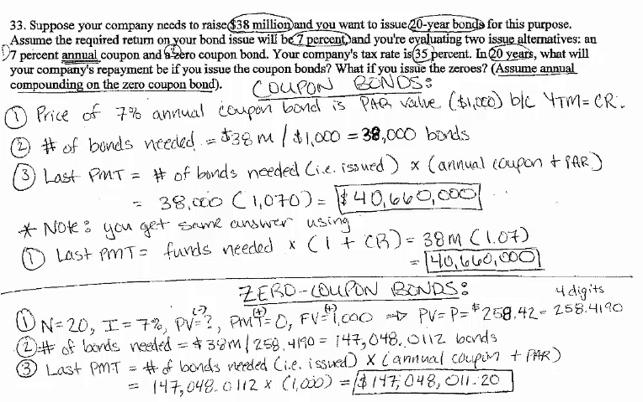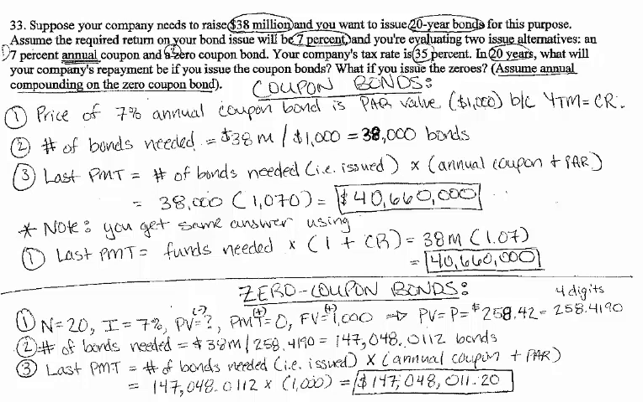So your last payment is going to be the number of bonds needed, okay, times the annual coupon plus par. Now, there is no annual coupon, so you're just dealing with par. So this is going to be $147,048, pretty much times 1,000. So you're really looking at $147,048,000. There's an extra $11 and some change, right?